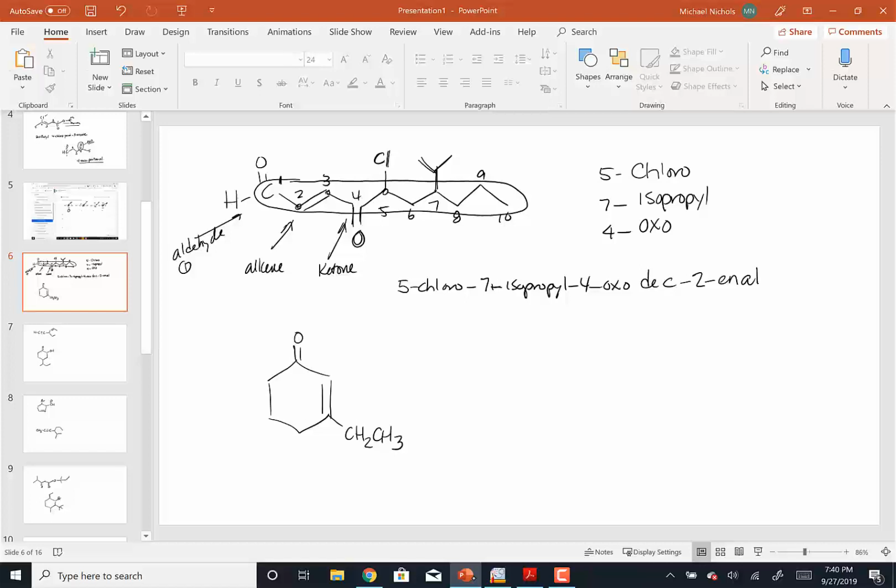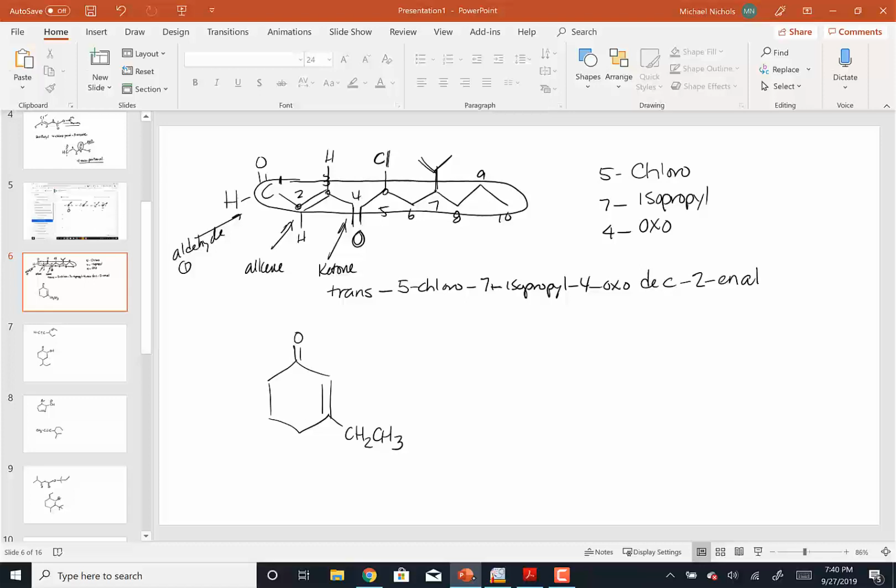Now, we didn't do cis or trans yet. If I look at this molecule, there are 2 hydrogens that are trans. So the name should begin with trans-5-chloro-7-isopropyl-4-oxodec-2-enal. Okay, so that's the way we're going to put together all these structures.